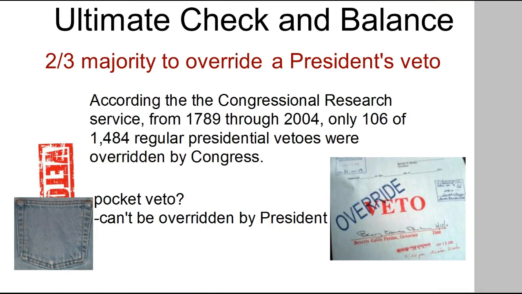Now, one of the things that we need to understand is that Congress has the power to override a presidential veto. So let's say Congress passes a law that says we're going to change the name of Monday to Moon Day. I don't know, something really simple.